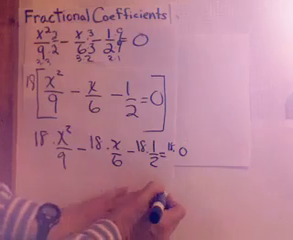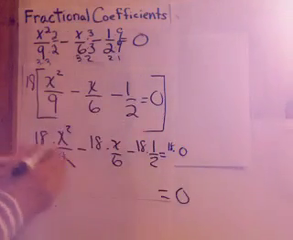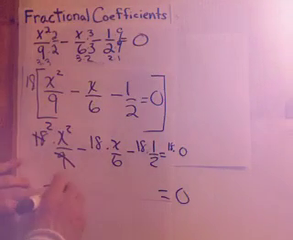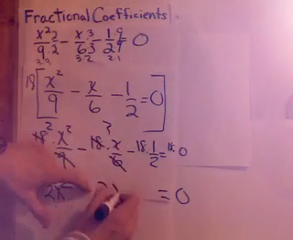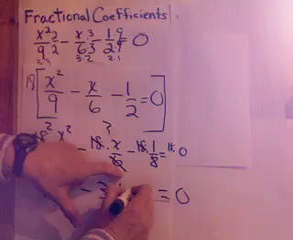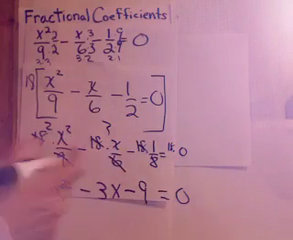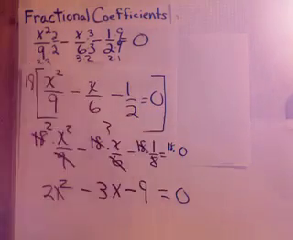So 18 times 0, that's a no-brainer. 0. Here, 9 goes into 18 twice, so I have 2x squared. 6 into 18, 3, minus 3x. 2 into 18, 9, so minus 9. Now, that's the problem I want to solve. How do I finish solving this problem? Anyone remember?